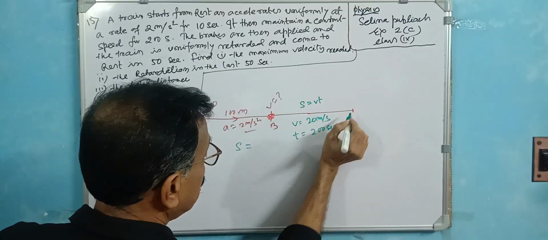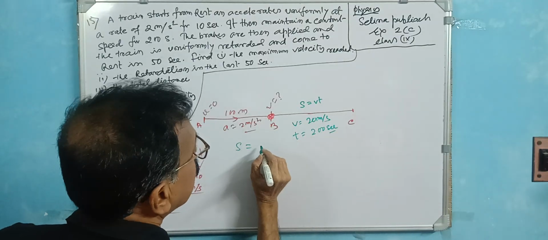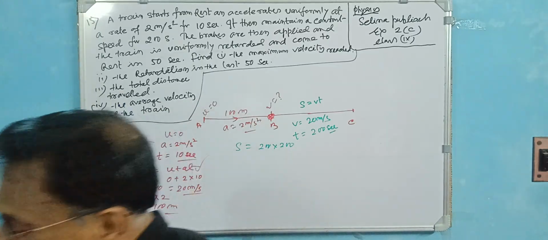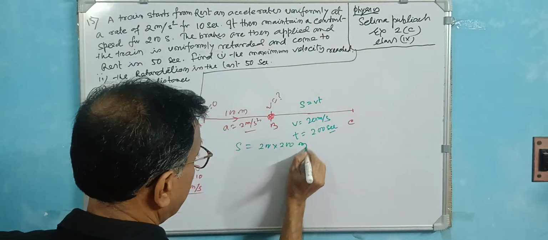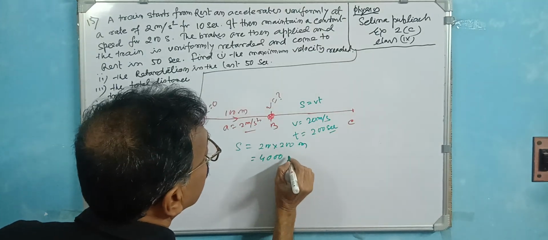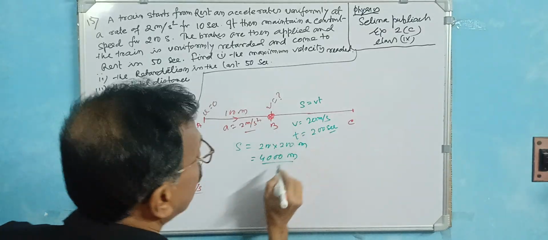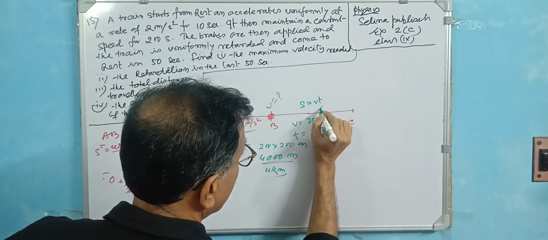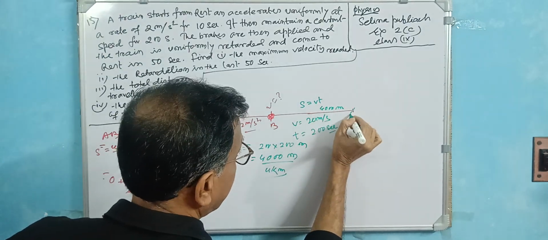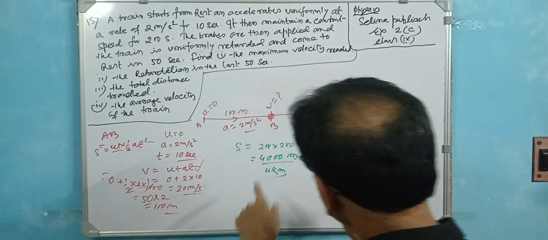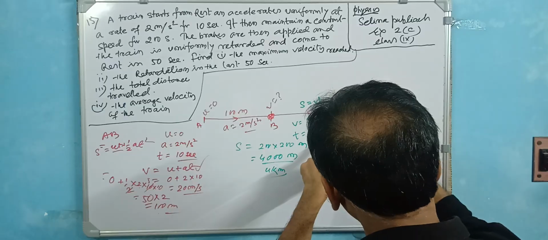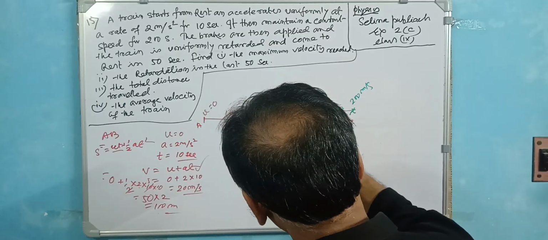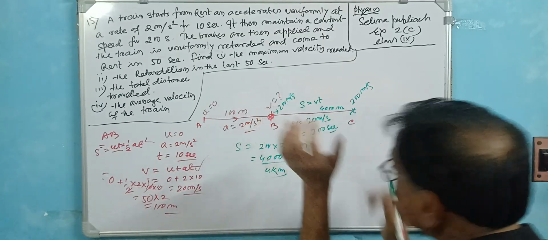So what is the distance of BC? AB is this. For BC, S is equal to Vt. V is 20 and T is 200. So the distance is 4000 meter, or 4 kilometer. So from B to C, the speed is the same, 20 meter per second here, here and here, because these are constant speed.